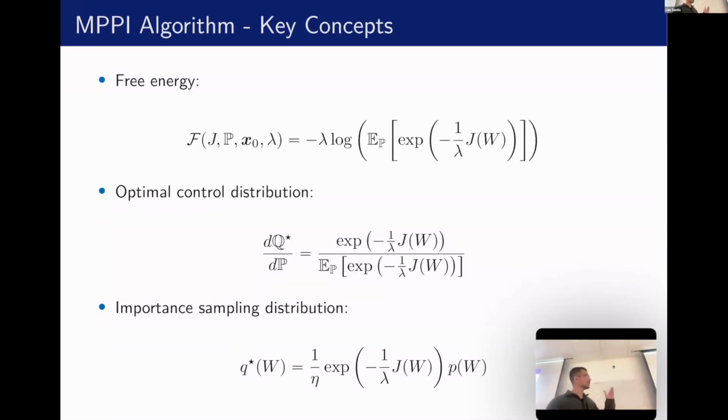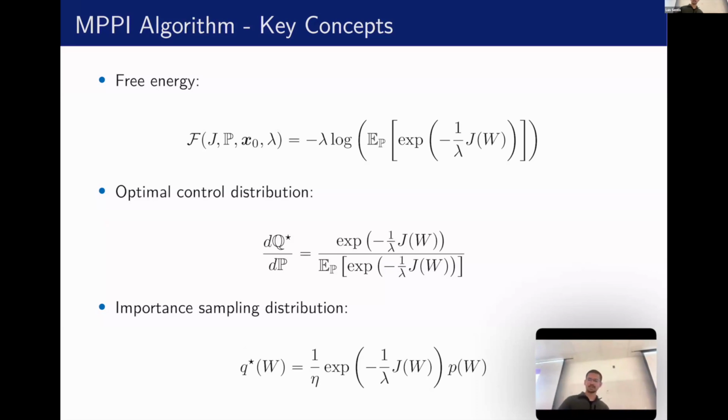So the MPPI algorithm is inspired by stochastic optimal control. I'll not go into much detail about this concept, but let me briefly introduce the background of MPPI. We first define a free energy, which is a function of the cost and the PDF of the noise variable. Then you have x0, which is the initial state, and lambda is just a positive constant, which is given by the term on the right hand side.